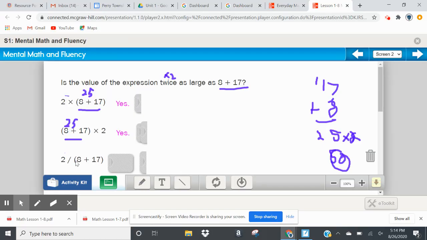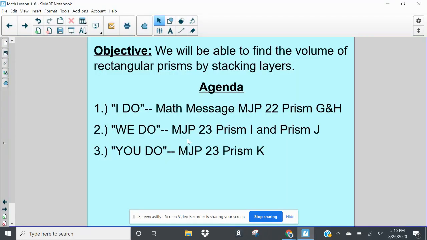And let's move on to the next one. 8 plus 17, again, is 25. Ooh, 2 divided by 25, or look, that's a fraction. 2/25. Is 2/25 more than or close to 50? No, it's a fraction. That's enough for our mental math today. Let's go ahead and get into our actual work in our lesson today.